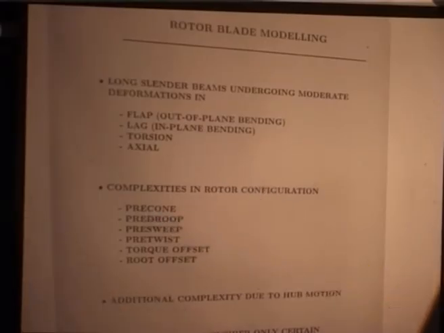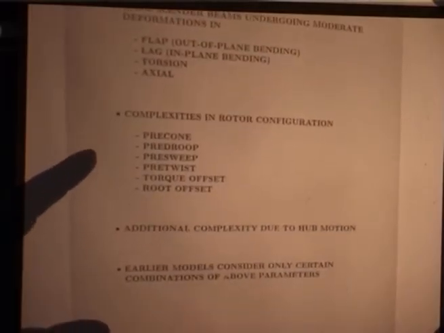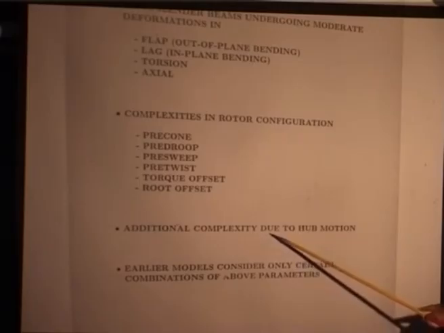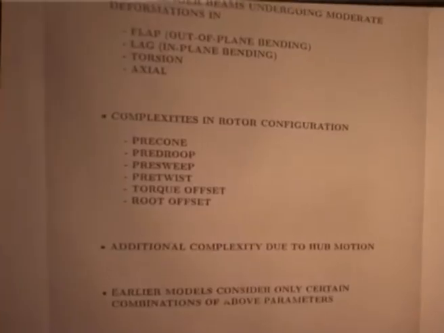Now you need to take all this, and of course additional complexity is if the hub itself is moving. Okay, hub fixed is one. Suppose the hub moves, in addition the blade is moving, then the problem becomes more complex.